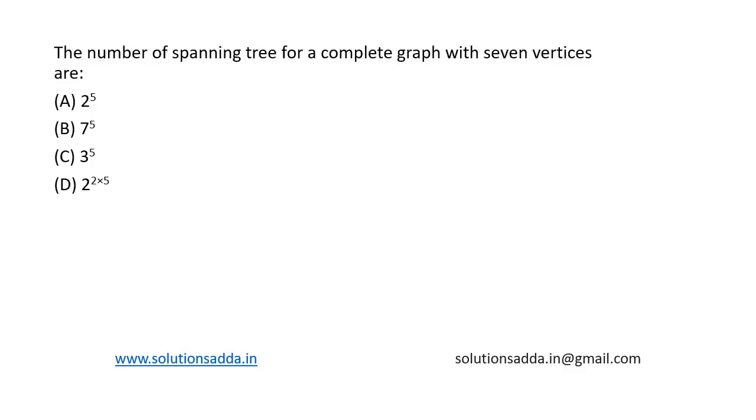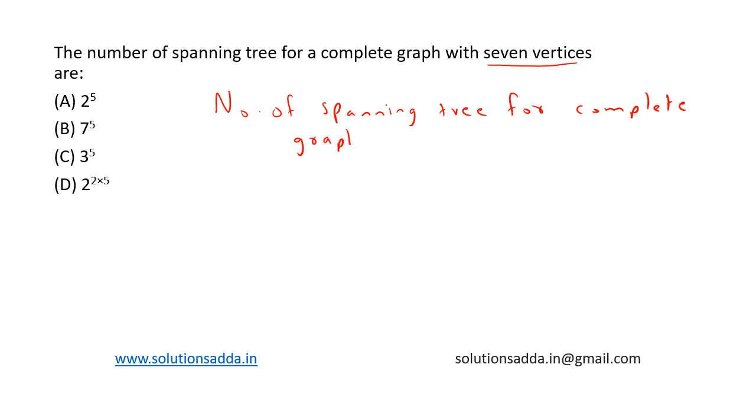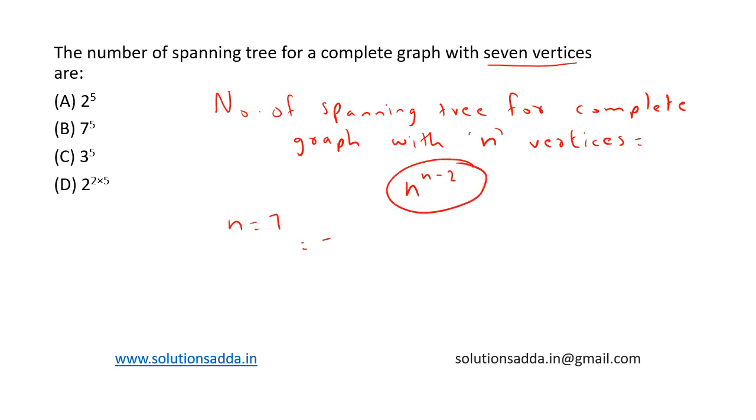This is a question from graph theory. The number of spanning trees for a complete graph with 7 vertices are, and 4 options are given. So the basic formula is the number of spanning trees for a complete graph with n vertices is equal to n to the power n minus 2. Here n is equal to 7. So we have 7 to the power 7 minus 2, which is equal to 7 to the power 5. Based on the options, option B is the right answer.